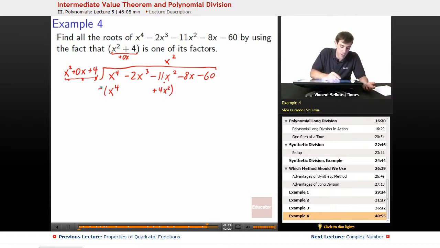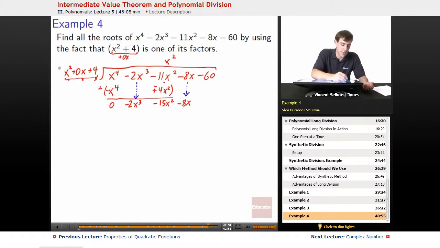Now, we subtract by that. We put our subtraction onto both of our pieces, so now we're adding. So x to the fourth minus x to the fourth becomes 0. Negative 11x squared minus 4x squared becomes negative 15x squared. We bring down our negative 2x cubed, bring down our negative 8x, so we have everything. Negative 2x cubed minus 15x squared minus 8x.